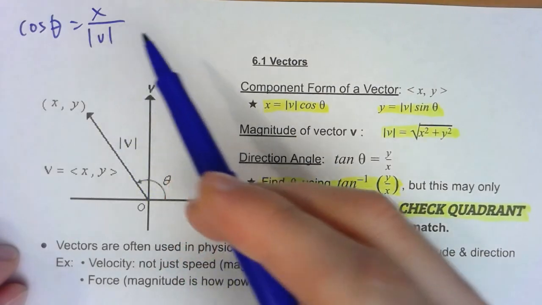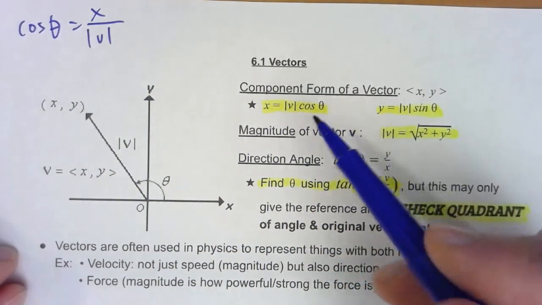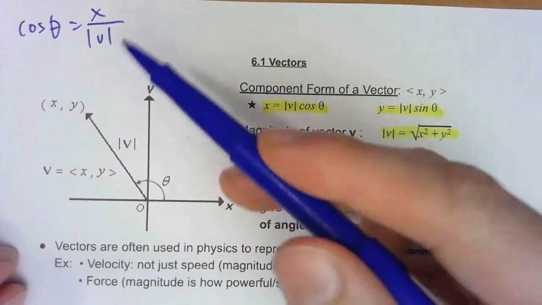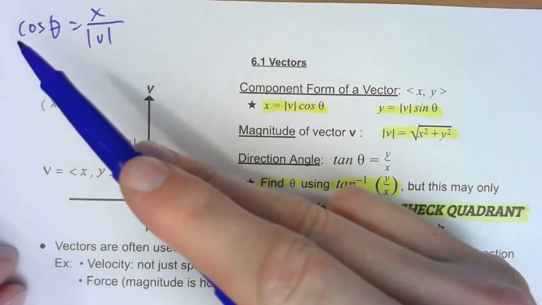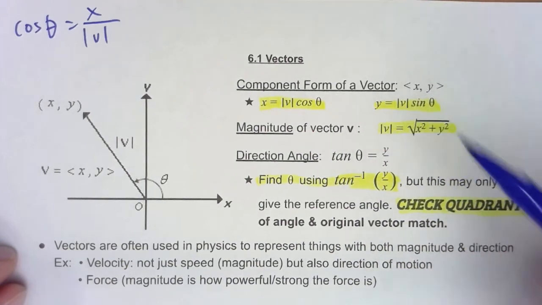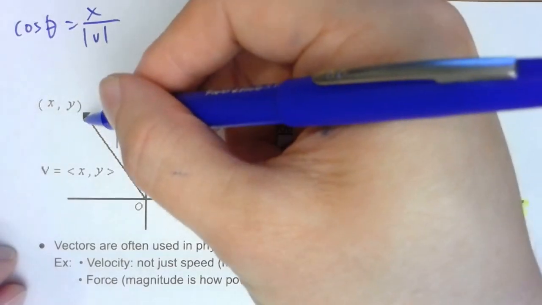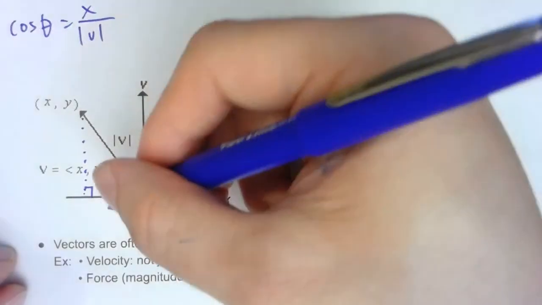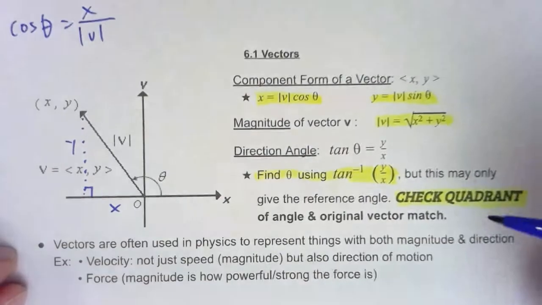And so what we're going to do is we want to be able to find the x and the y based on the magnitude and the angle. So we just solve for x. We multiply the magnitude over and get a nice formula for x. We can do the same thing with y. And of course, we could look at this as a reference triangle right there. We've got our x here and our y here.